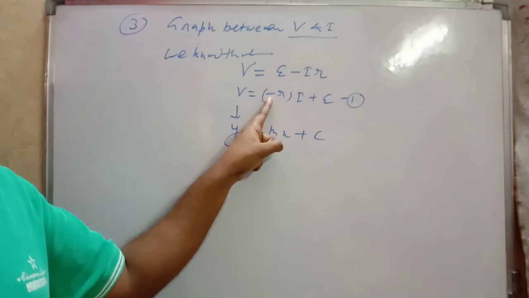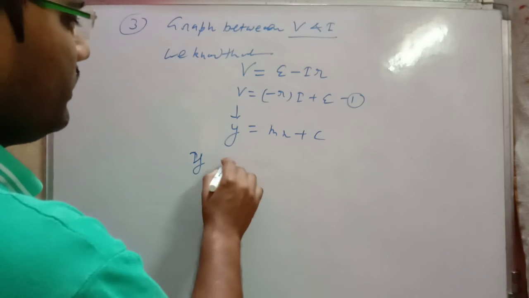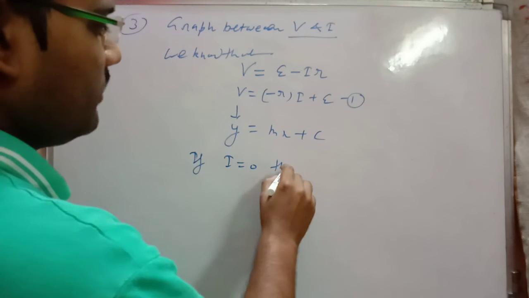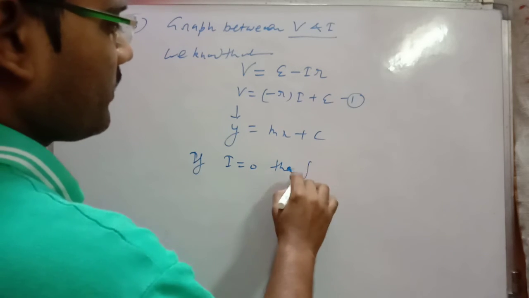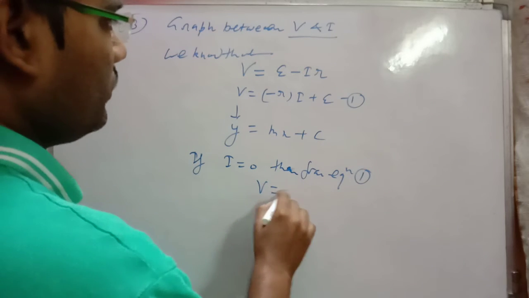That means minus r. Now here we draw a curve. If here we take I is equal to 0, then from equation 1 we get here V is equal to E.